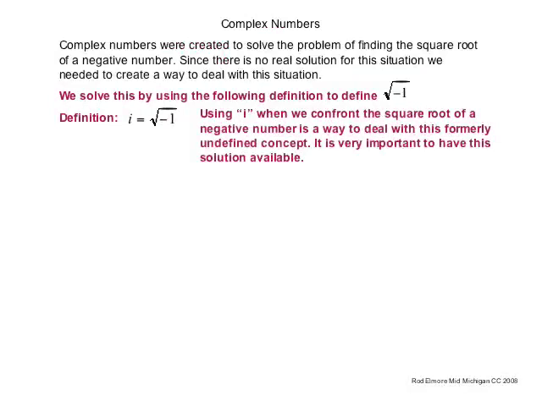Definition: i equals the square root of a negative 1. Using i when we confront the square root of a negative number is a way to deal with this formally undefined concept. It is very important to have this solution available.